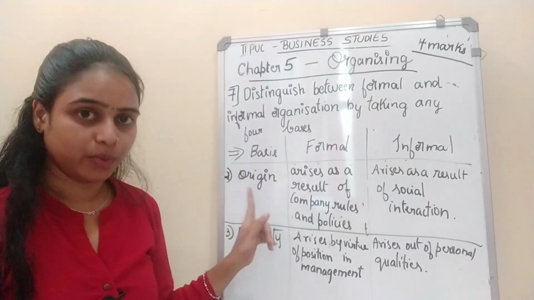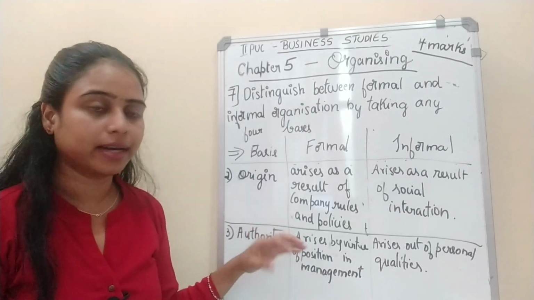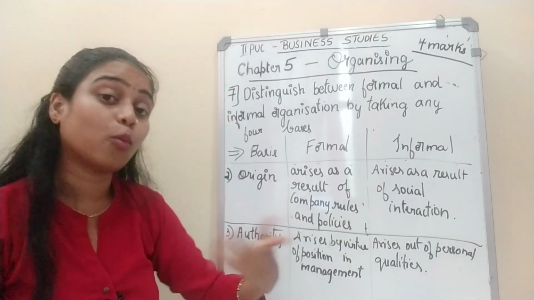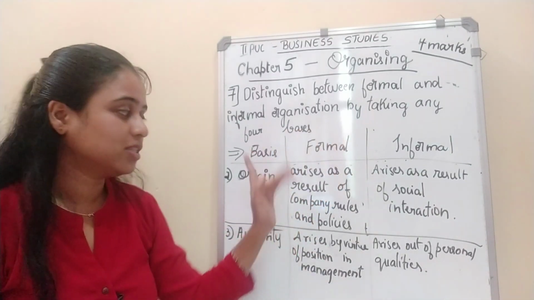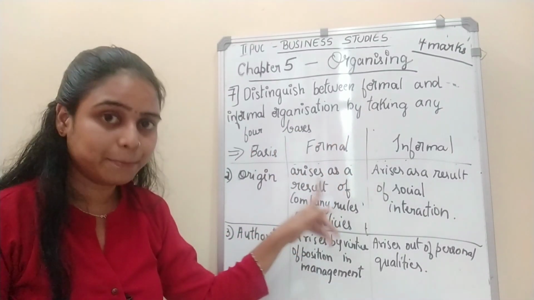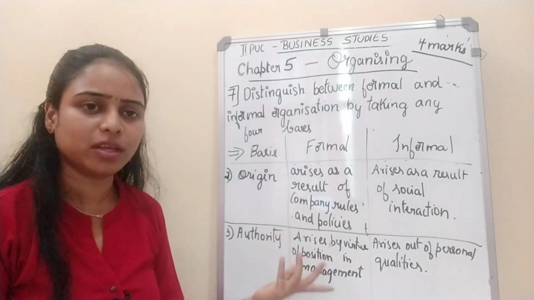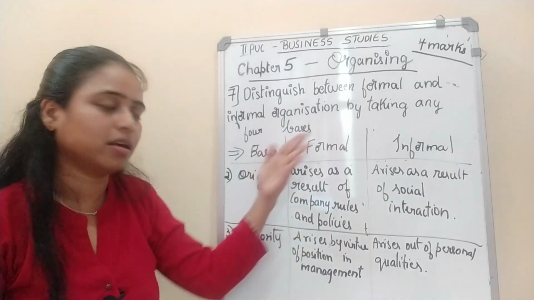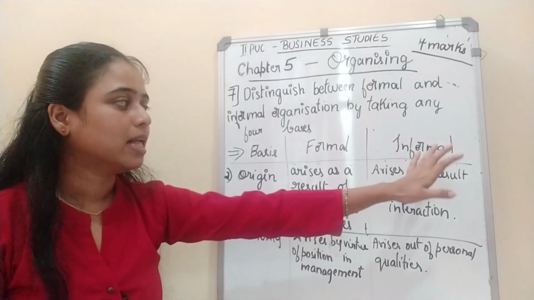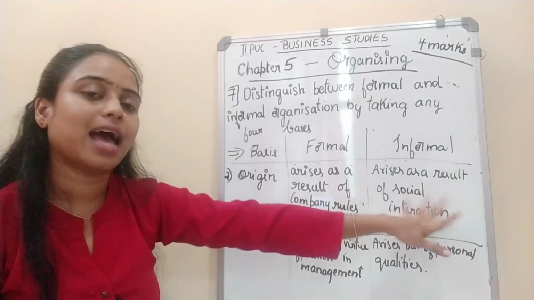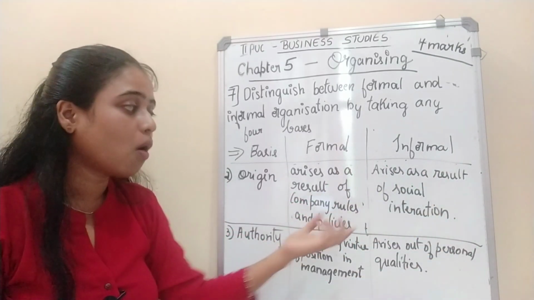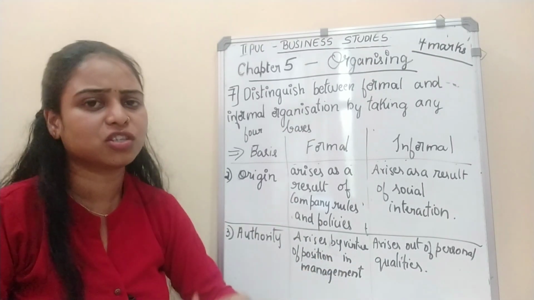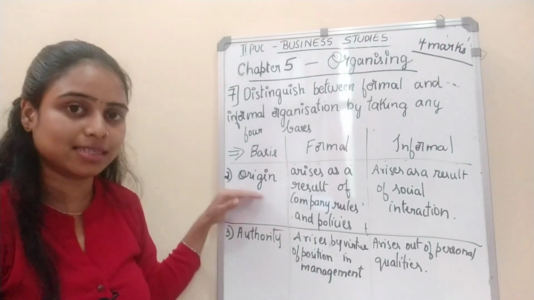The second difference, we are taking origin as the basis. Origin means how the formal organization is created, how the informal organization is created, and why it is created. Formal organization arises as a result of company rules and policies. Because objectives have to be reached, the formal organization comes into existence. Then why is there an informal organization? It arises as a result of social interaction. When employees interact with each other, the informal organization gets created on its own. So that's the second difference.